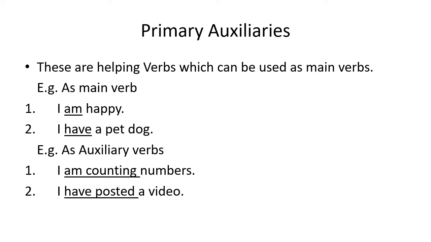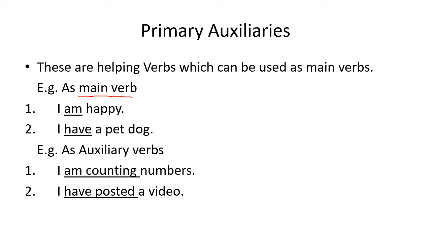Now the first use of primary auxiliaries is they are used as main verbs. They are helping verbs which can be used as main verbs. So let us take some examples. I am happy. Here am is used as a main verb. I have a pet dog. In this sentence, have is used as a main verb.